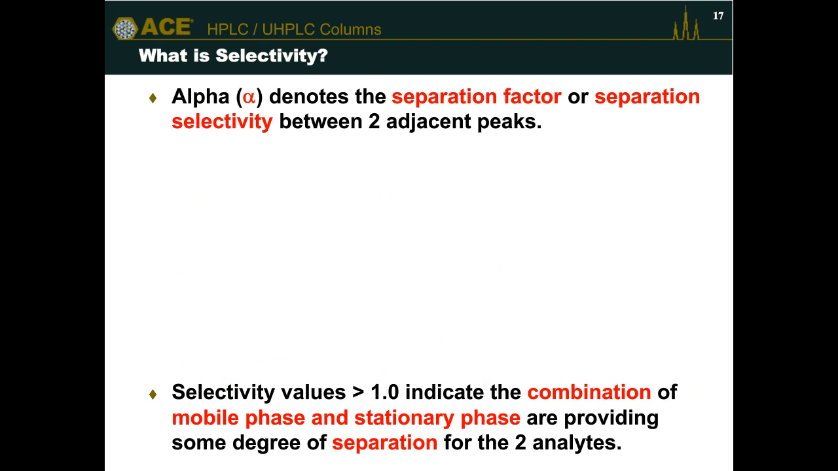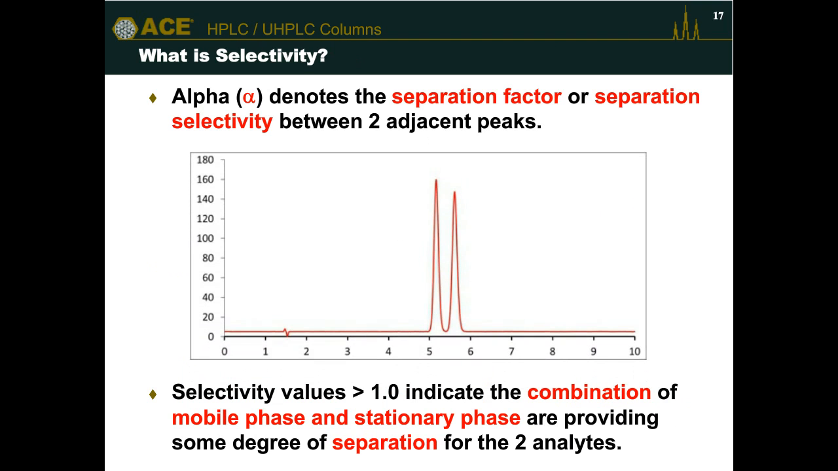So when we look at selectivity, we think about alpha, and this is a separation factor. So this is for two adjacent peaks. We want these to not be co-eluting. We want these to be separate, ideally baseline separation, so that we can touch the baseline before the next peak starts.